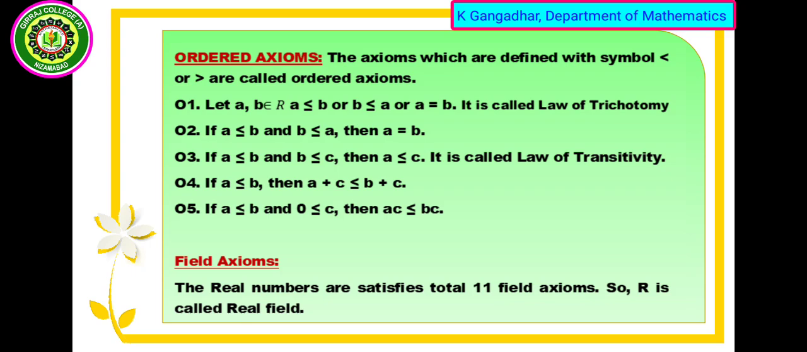So the real number system satisfies a total of 11 field axioms. Rational numbers also satisfy them, and complex numbers also satisfy them. So here the real number system is called an ordered field.